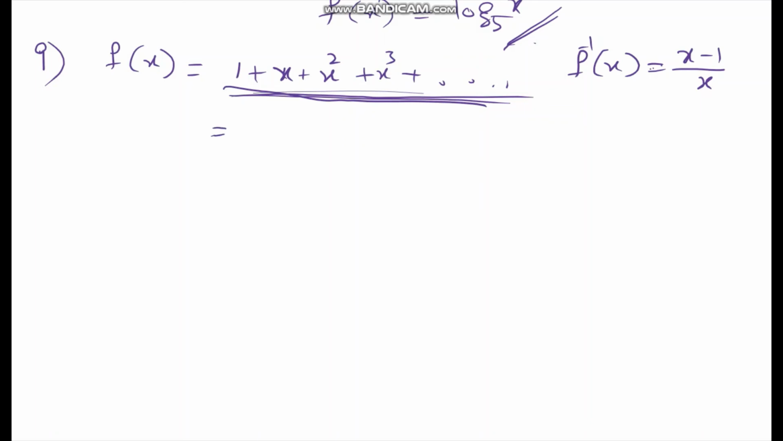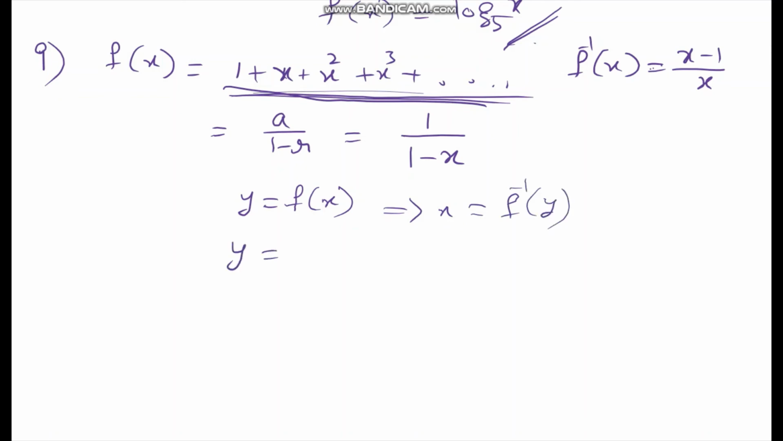So the sum will be equal to a by 1 minus r, where the first term is 1 and the common ratio is x. This is 1 by 1 minus x. If y equals f of x, x will be equal to f inverse of y.